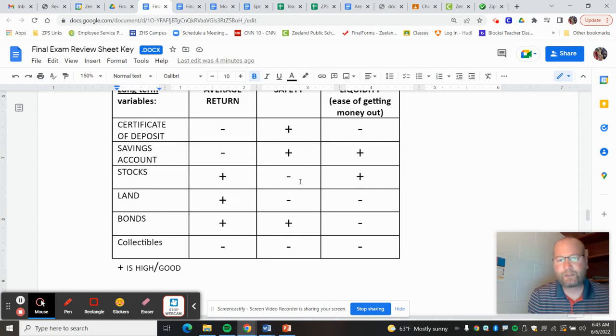Liquidity, it's fairly easy to get your money back out of the stock market. You just got to put your order in, I guess is what we call it, to your stockbroker or online if you got an online stock account. You put your order in to get your money out, and within a couple days, usually you can have your money.